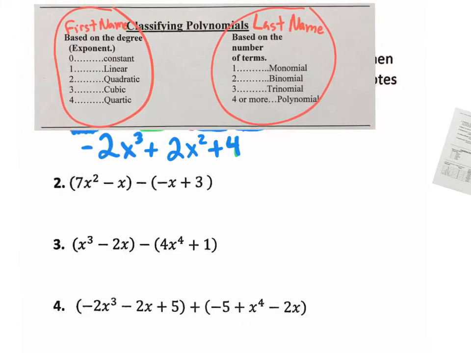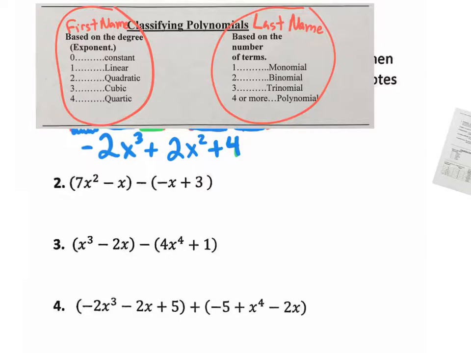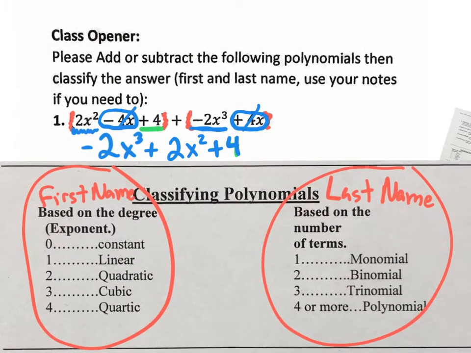And let's take a look at what the degree is, which is 3. So that first name is cubic, okay? Let me actually bring this down over here. Okay, so the first name is cubic because the highest exponent is 3, which means that it's cubic. Now the last name is based on the number of terms. So how many terms do we have in our answer? We have 1, and then plus another, plus another. So that's 1, 2, 3 terms. And 3 terms is a trinomial. So this is a cubic trinomial.